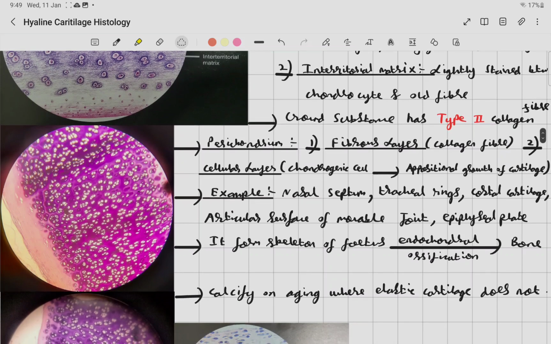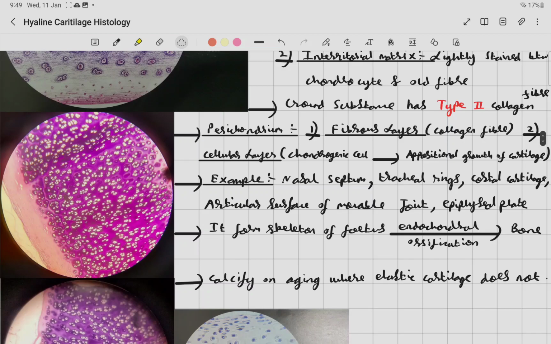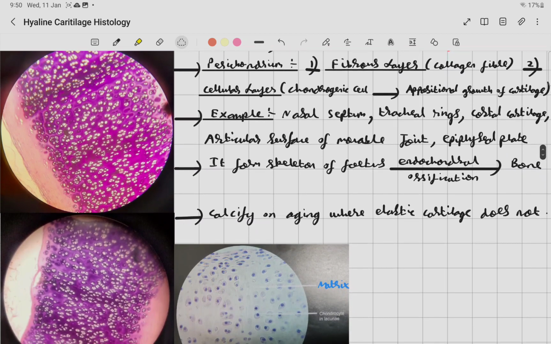Now, the examples where hyaline cartilage is present: nasal septum, tracheal rings, costal cartilage, articular surface of movable joint, epiphyseal plate. It forms the skeleton of the fetus and later undergoes endochondral ossification and forms bone. It calcifies on aging, whereas elastic cartilage does not calcify on aging.